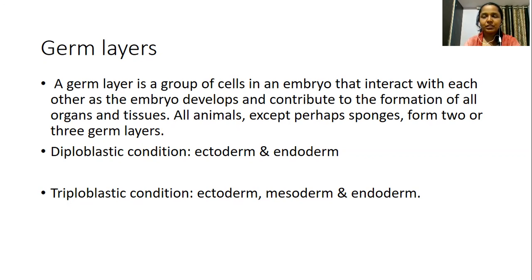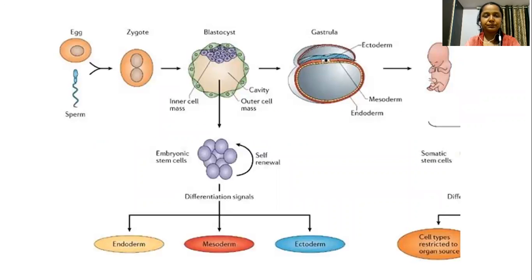Diploblastic animals are the ones which have two dermal layers, that is ectoderm and endoderm. As the name indicates, ectoderm is an outer layer, and endoderm is an inner layer. In the case of the triploblastic animals, the animals have three dermal layers: outer ectoderm, middle mesoderm, and inner endoderm.